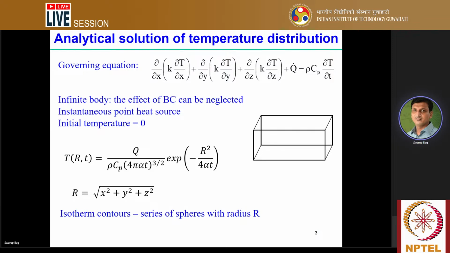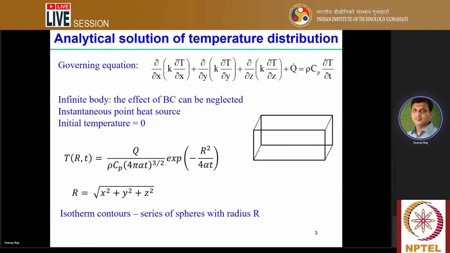For example, the figure shows a three-dimensional domain where you are interested in solving the temperature distribution associated with the welding problem. That is our interest, because the governing equation indicates that the variable is the temperature. Finally, if you solve it, you will get the distribution of the temperature. That means temperature in terms of space and time. You will get the solution of that.